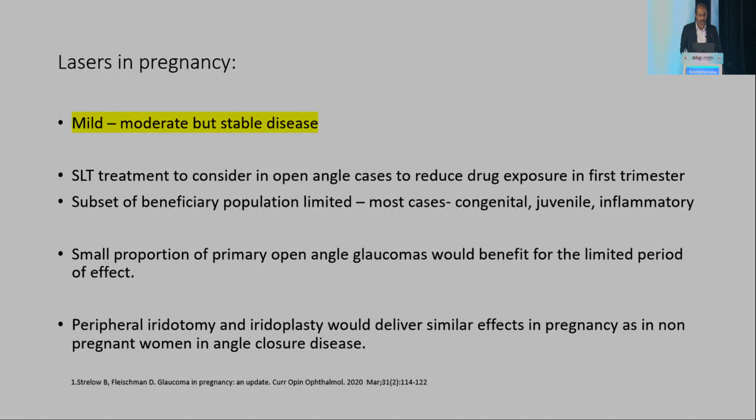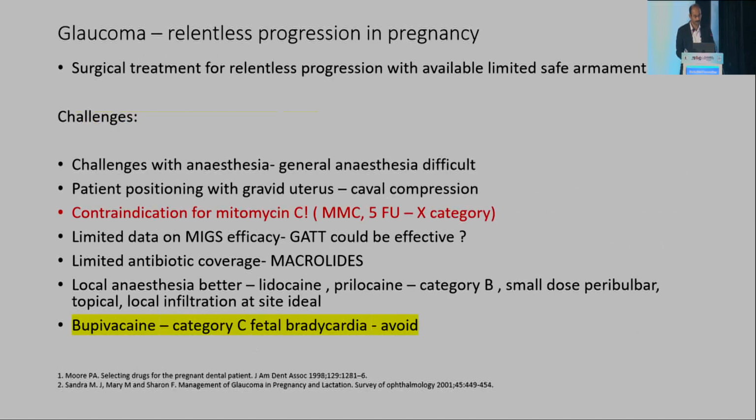Lasers in pregnancy can be considered for mild to moderate but stable disease. SLT treatment is to be considered in open angle cases to reduce the drug exposure in the first trimester. The subset of beneficiary population is limited in most cases, as we all know that most of the diagnoses will be either congenital, juvenile or inflammatory glaucomas, which have poor results with SLT and also have very high pressures. A small proportion of primary open angle glaucomas would benefit for the limited period of its effect. Peripheral iridotomy and iridoplasty would deliver similar effects in pregnancy as in non-pregnant women in angle closure disease.